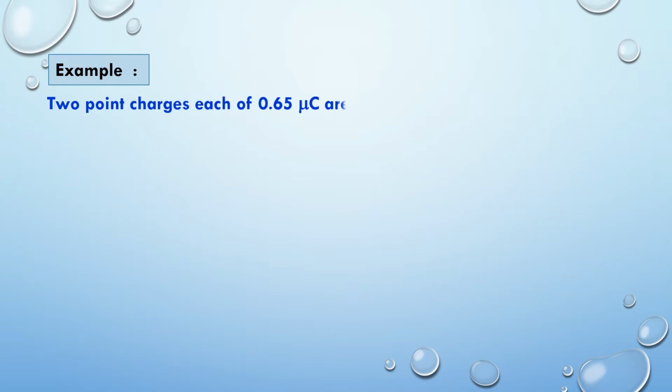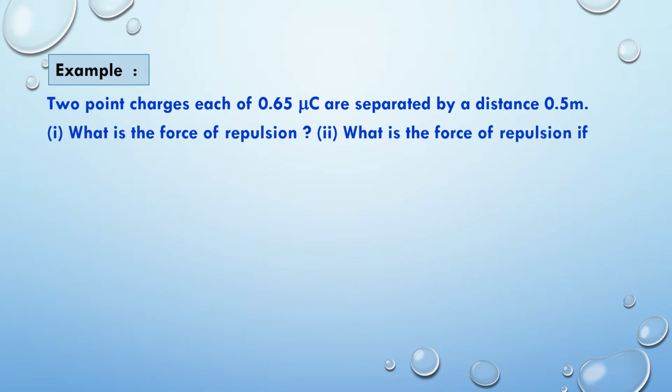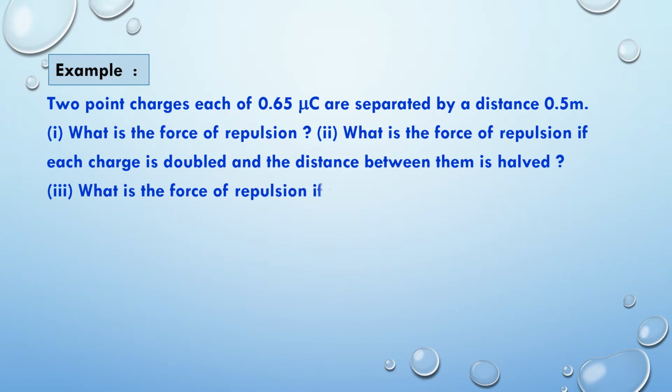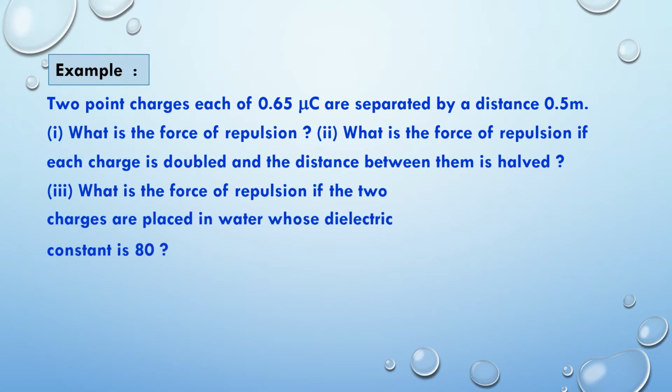Okay, let us consider a problem on Coulomb's law. First example, which says 2 point charges each of 0.65 microcoulomb are separated by a distance of 0.5 meters. There are three parts of this problem that have to be found out. First one, what is the force of repulsion? Second, what is the force of repulsion if each charge is doubled and the distance between them is halved? And third, what is the force of repulsion if the two charges are placed in water whose dielectric constant is 80?